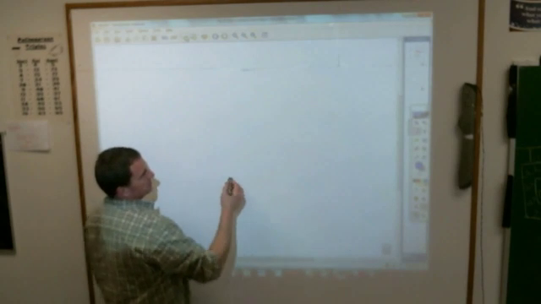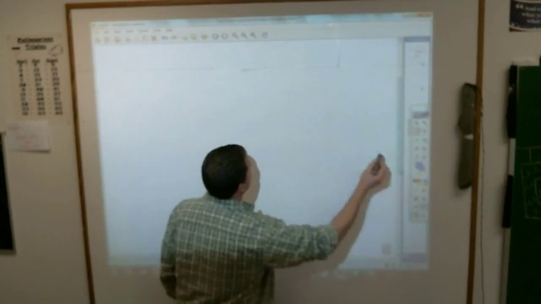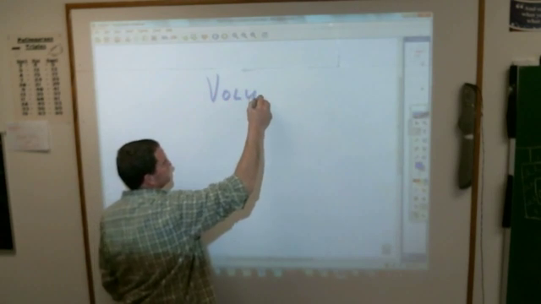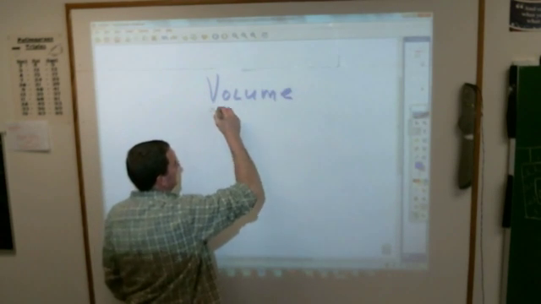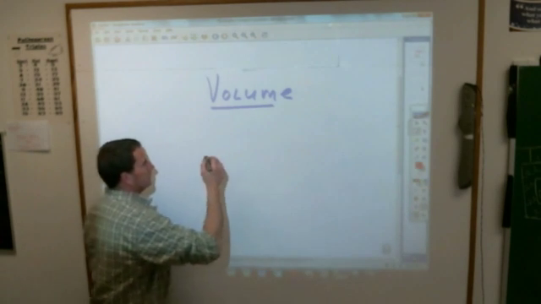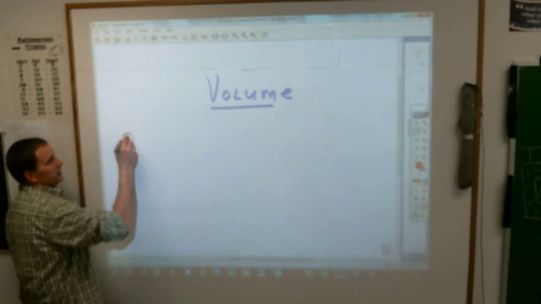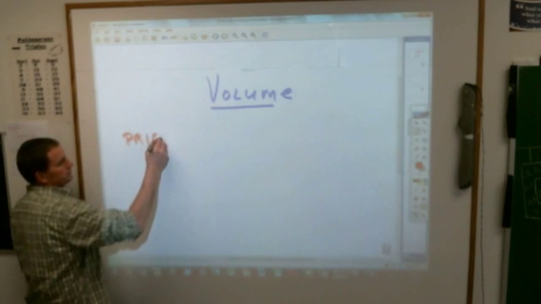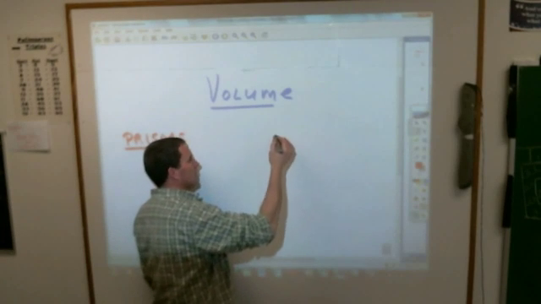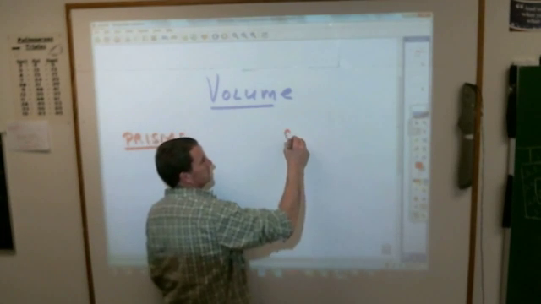In big letters, please, at the top of your paper, write this: volume. And specifically, we're talking about volume of two different things today. The first one is prisms. And the second thing is, I wish I could remember, how about cylinders?